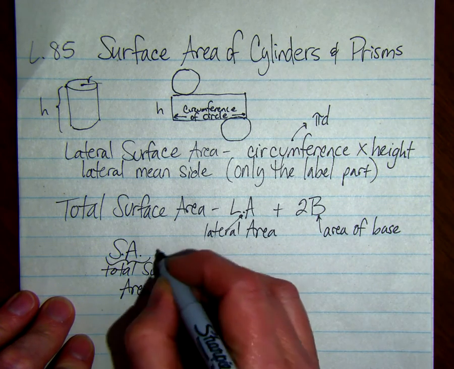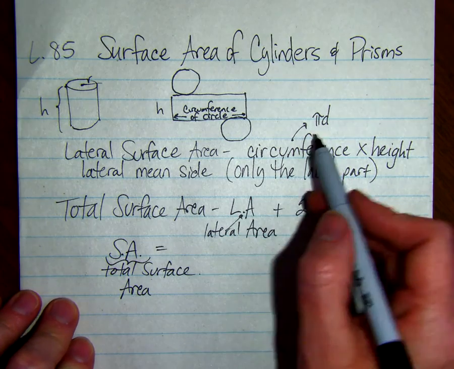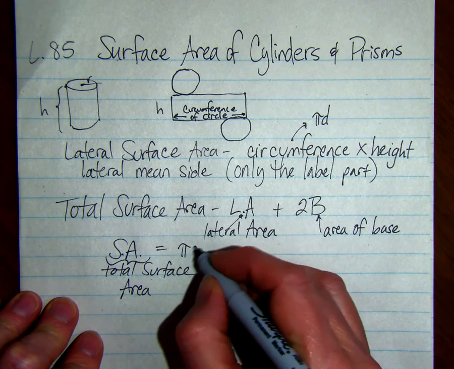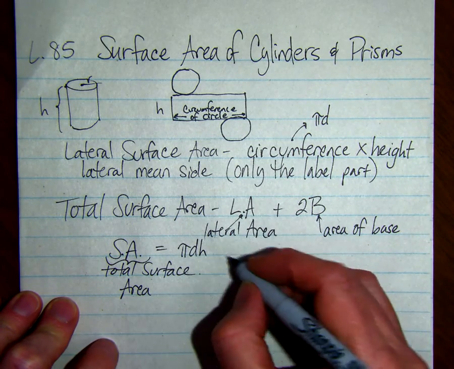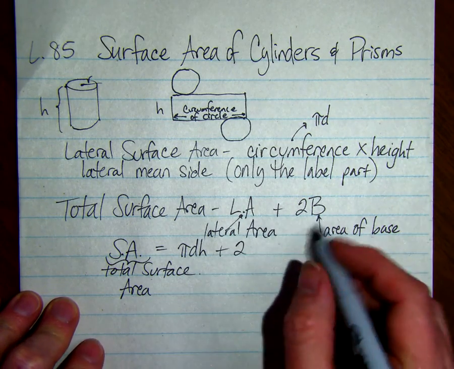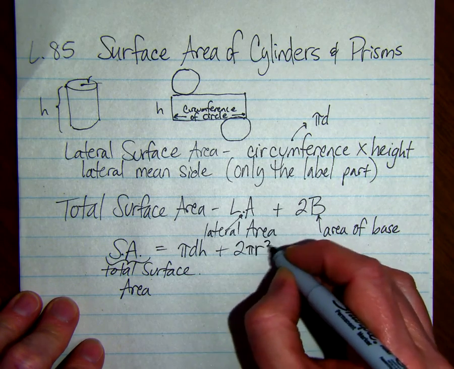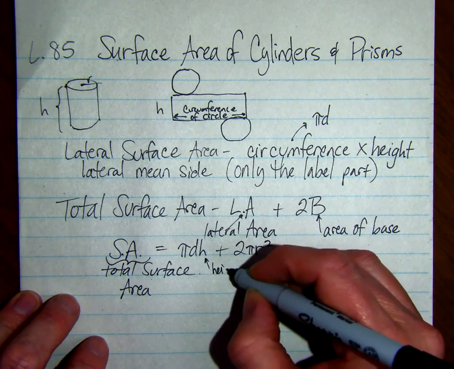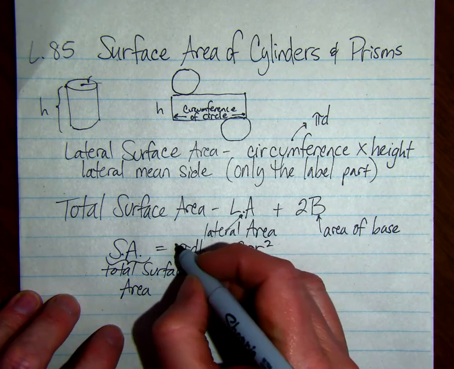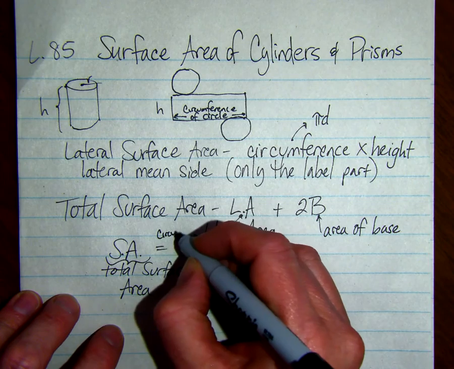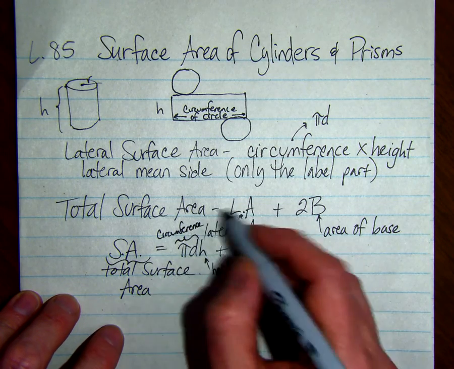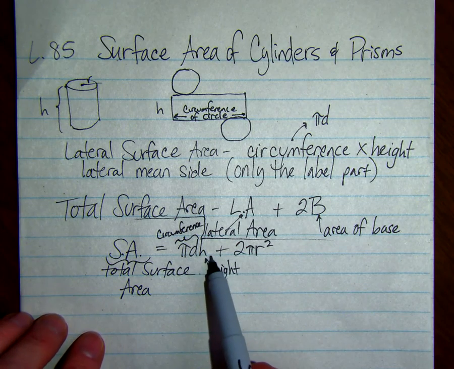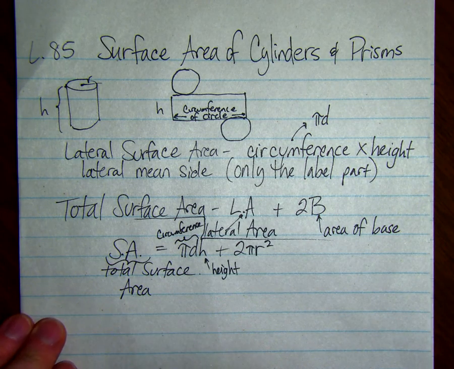surface area. We're going to take the lateral area, and that's pi times diameter times the height, plus 2 times, and the area of the base is the circle, so it's pi r squared. So the h is the height, pi times diameter is the circumference. Whoops, I'm getting all my words mixed up here. There we go. So circumference times height plus 2 times pi r squared.